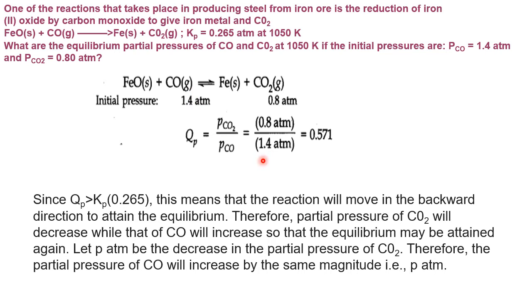So Qp equal to what? Partial pressure of the product by the reactant. 0.8 by 1.4 equals 0.571. This is Qp. What is the Kp? 0.265. So because Qp is more than Kp, the numerator is more, so products are more. When the products are more, they want to decompose, giving back the reactants. Therefore, the reaction will move in the backward direction to attain the equilibrium. Therefore, the partial pressure of CO2 will decrease, because the reaction proceeds in the reverse direction.